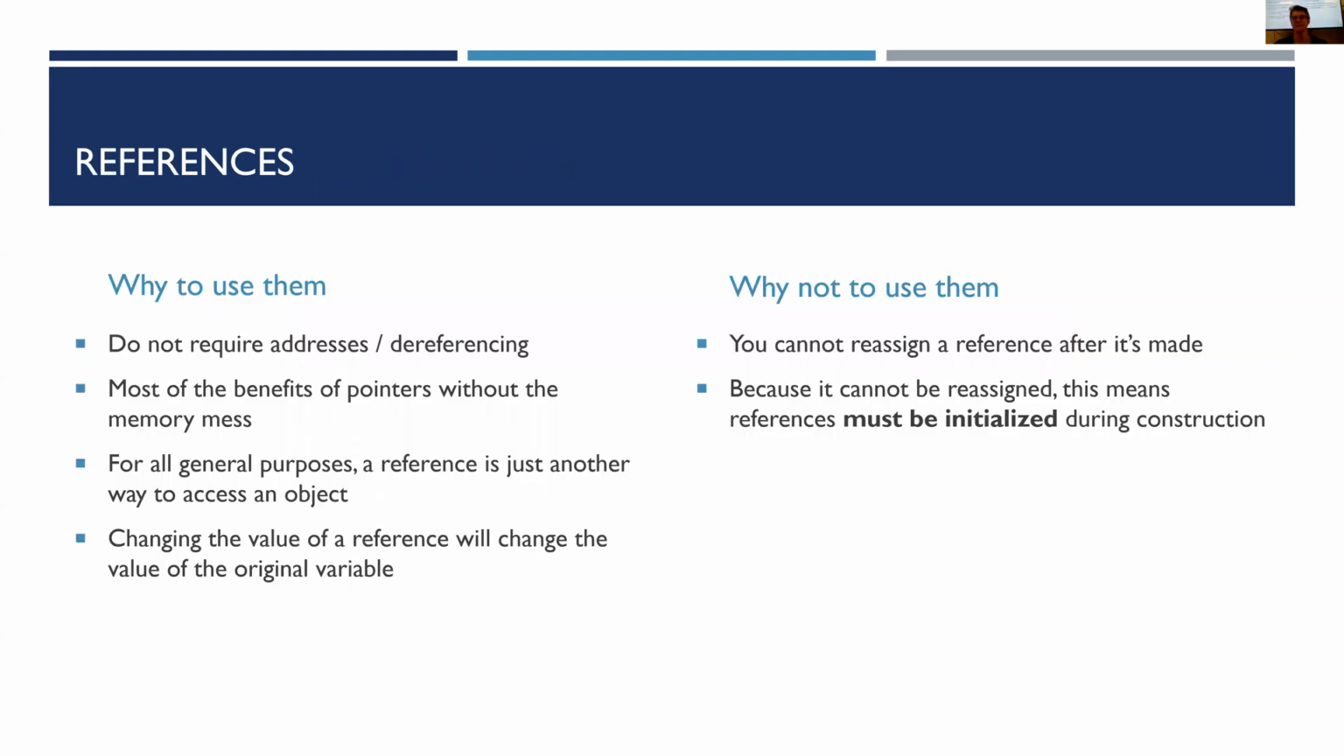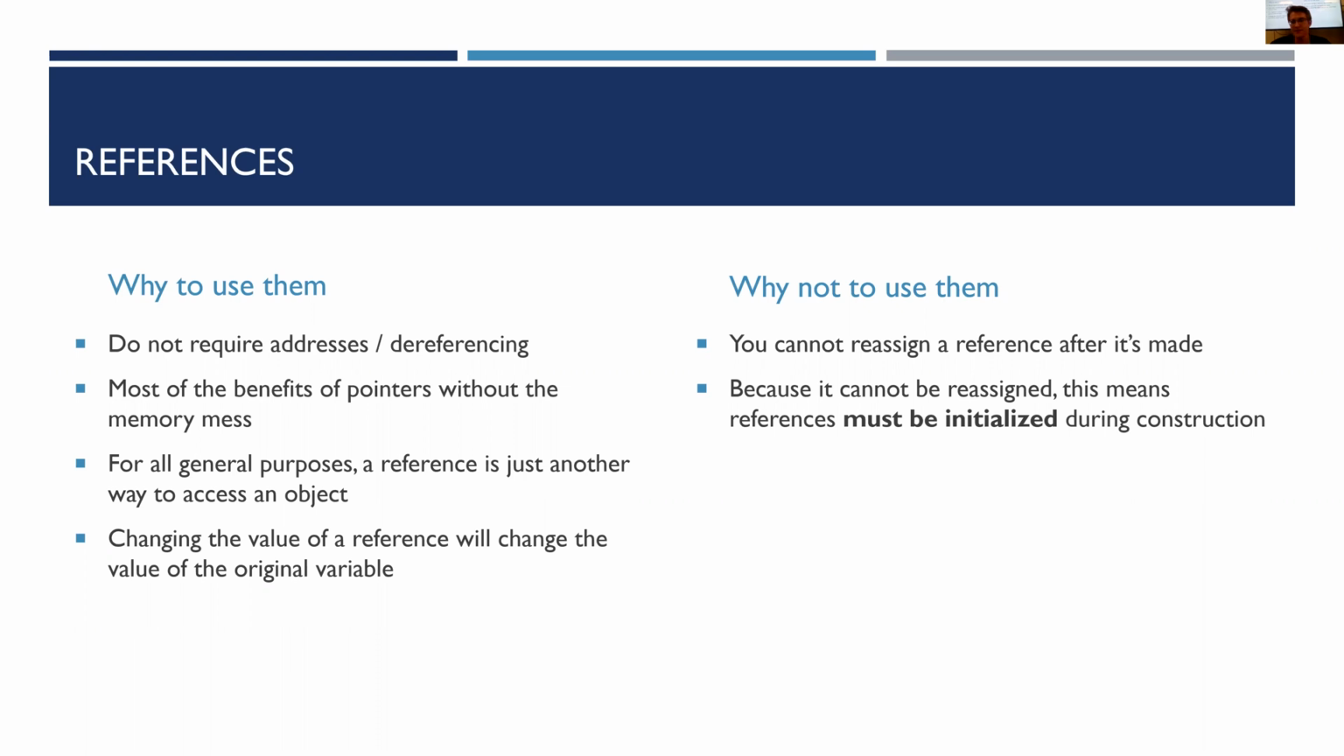Okay, so then we have references. References are kind of known as the easier option, where you don't have all this memory address stuff to worry about. There are a few reasons to use them. They basically do the same thing as pointers for the most part. For example, if you pass a reference into a function as a parameter, and then you edit that variable's value, you're actually going to change the value.